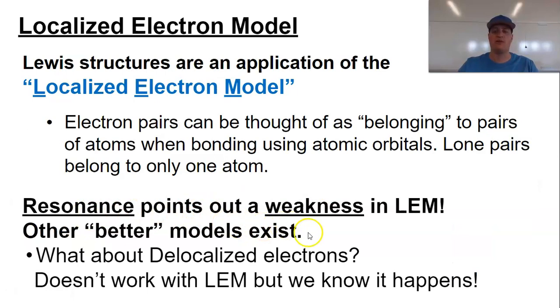However, resonance points out the weakness in this, that there are other better models. Delocalized electrons are like we saw in the benzene, to where they're able to be in any area throughout there. It doesn't work with the localized electron model, but we know it happens. And again, this is just starting to go into some things deeper that we won't really dive too deep into. But this is the idea of why we need to look at formal charges, because for every model that we've been using in chemistry, there's always something a little bit better, but of course a little more complicated. So we try to only complicate it up to a certain level each time.